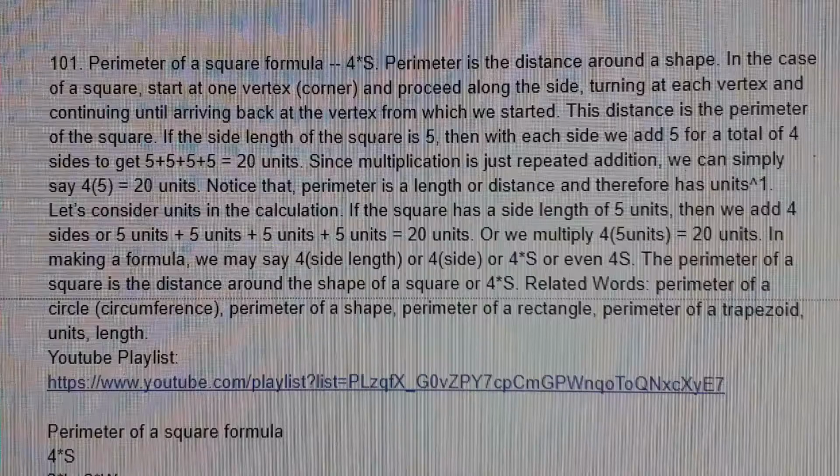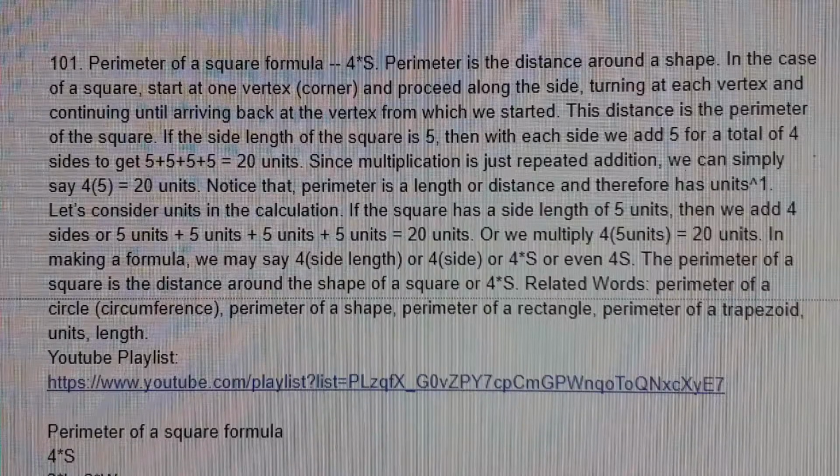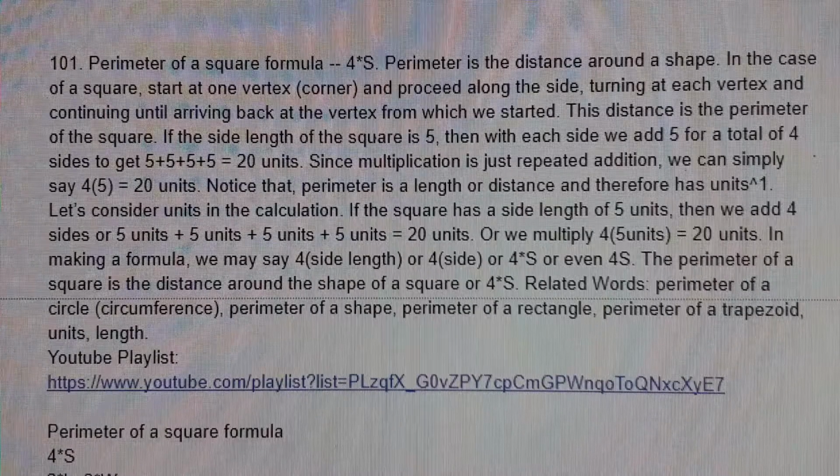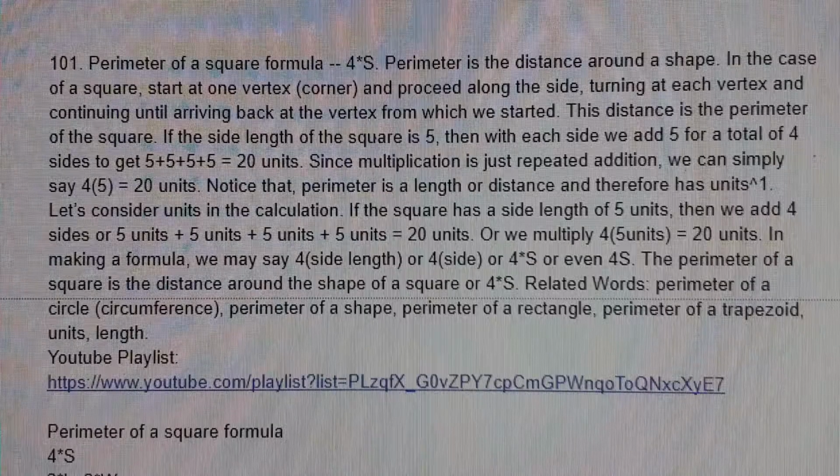Perimeter of a square formula: 4 times s. Perimeter is the distance around a shape.